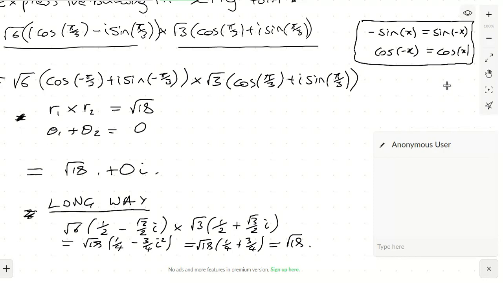But try and get this brilliant technique of summing the arguments when you multiply two complex numbers together and multiplying the moduli. It's really, really useful.